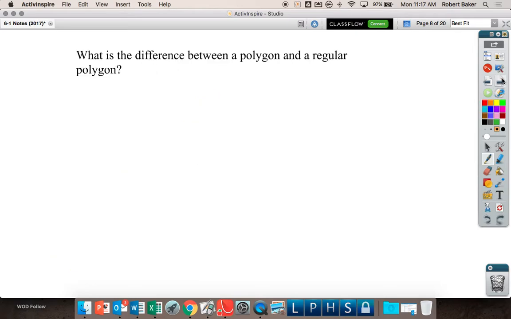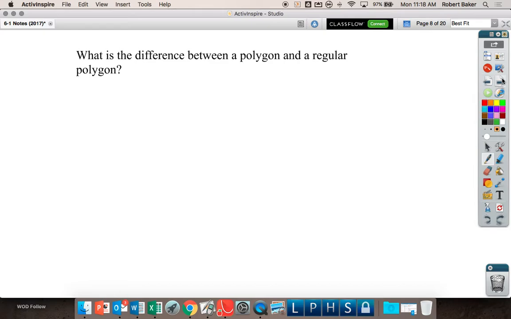No. Cool. So, what is the difference between a regular polygon and a polygon? You should know. They're both polygons. Correct. Regular polygons don't have inverted sides. I see where you're going with that, but you didn't say it right. No, you're thinking about convex and concave. So convex and concave polygons are irregular polygons. What makes it regular?